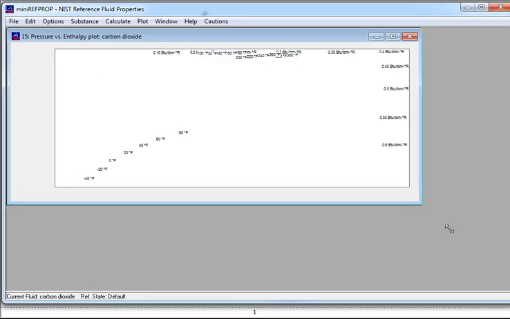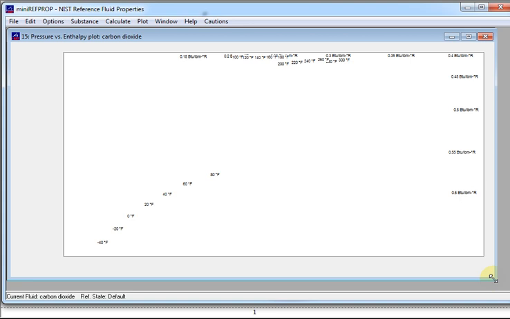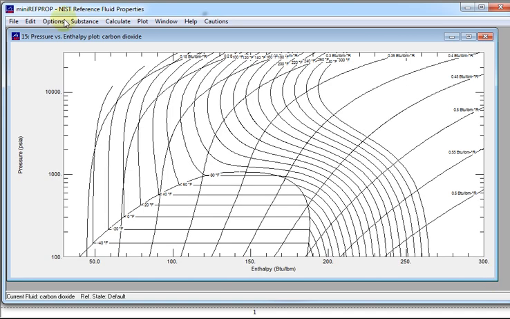So here's a plot. Let's see if I can expand it a little bit and take a look at it. It's a pressure enthalpy plot for carbon dioxide. On the y-axis, pressure in psia. On the x-axis, enthalpy. We see the dome, true? And let's take a look.